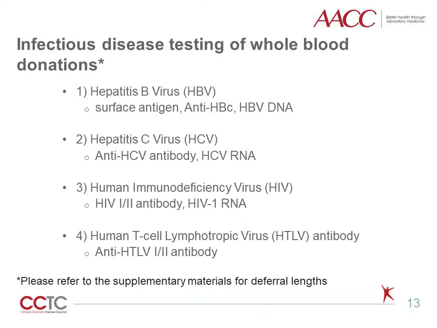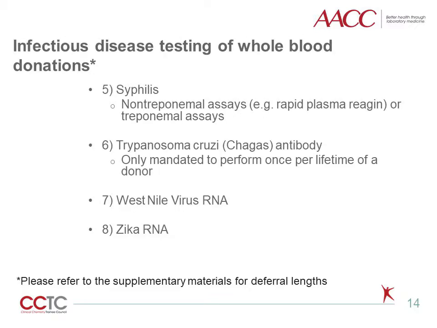With regards to post-donation testing, the blood supply is tested for 8 different diseases: hepatitis B virus, or HBV, hepatitis C virus, HIV, HTLV, syphilis, Chagas, West Nile virus, and most recently, Zika virus. The types of tests used are listed on slides 13 and 14.